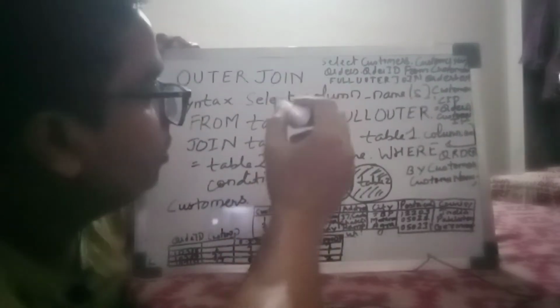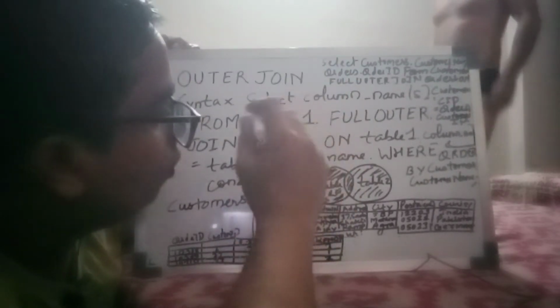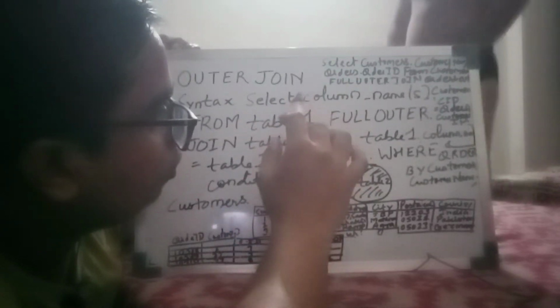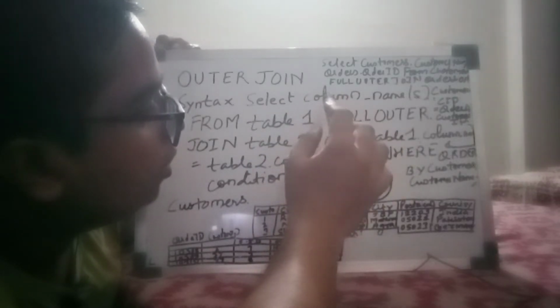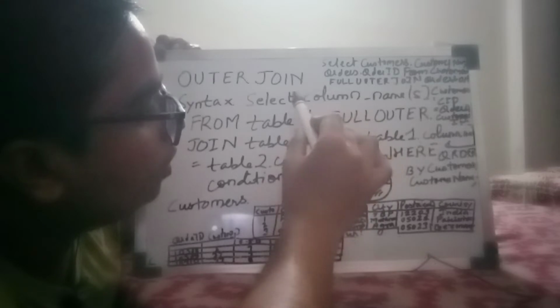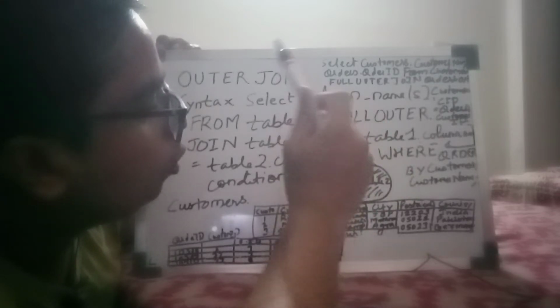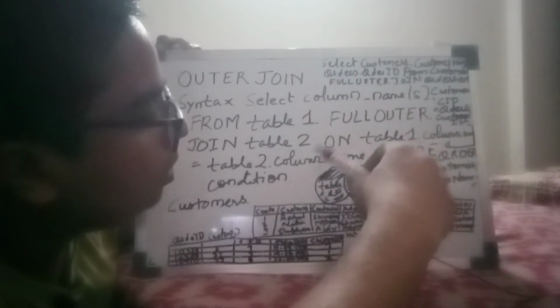So this full outer join is basically used to select columns and rows from both the tables, also those which do not have matching columns in both the tables, which do not satisfy the condition.